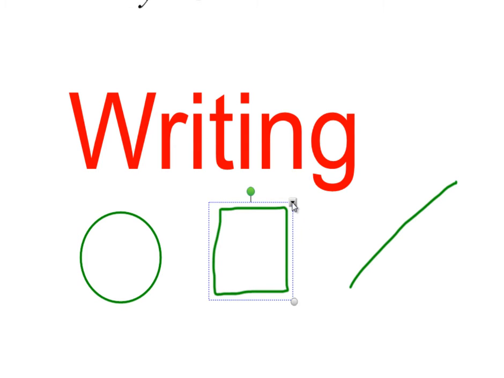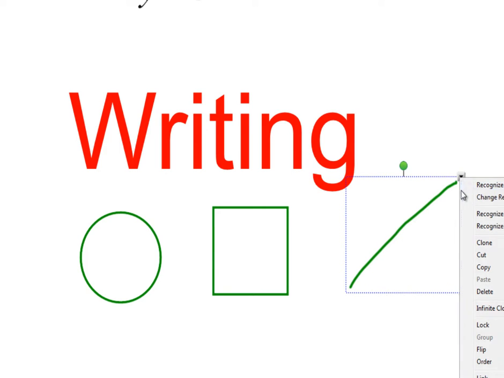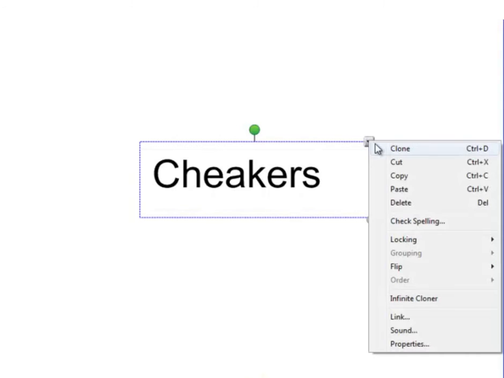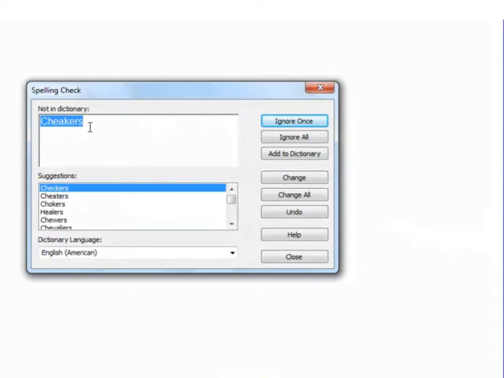You'll also have the options on the drop down to recognize as a shape. Circle, a square. If I haven't used my shape recognition pen, I can go and change those shapes into perfect drawings. The next one on our drop down is spelling. If I click on the drop down, it'll ask me if I want to check the spelling. Here you can see I've made a mistake, and I can go ahead and I can change it to the correct spelling.